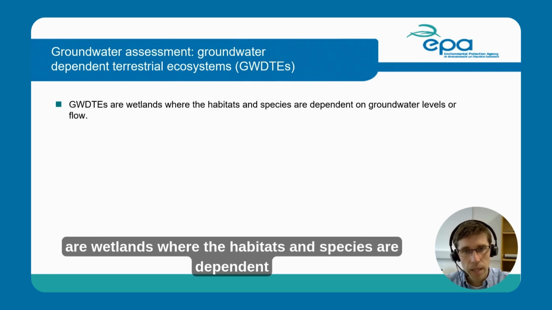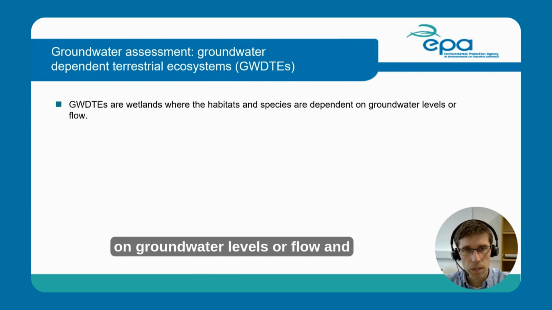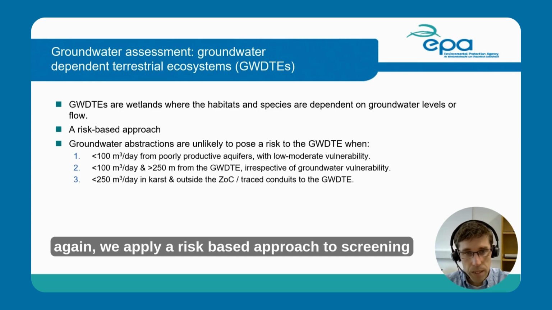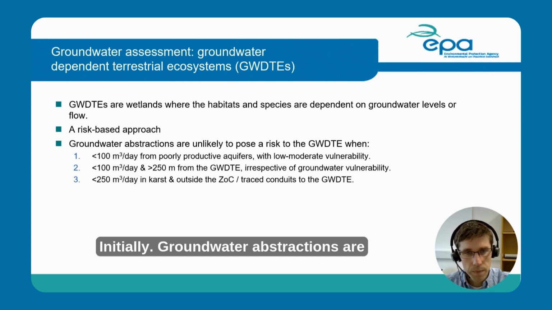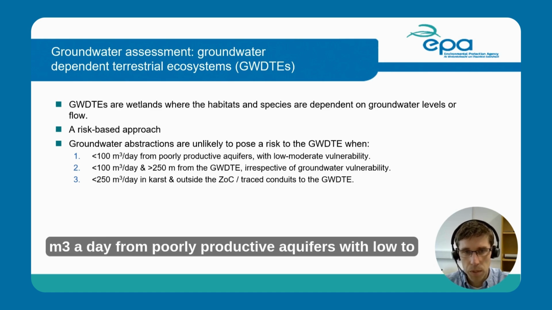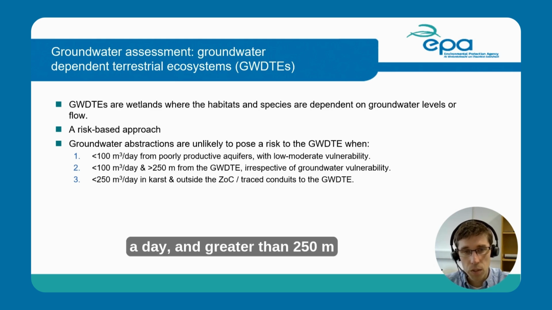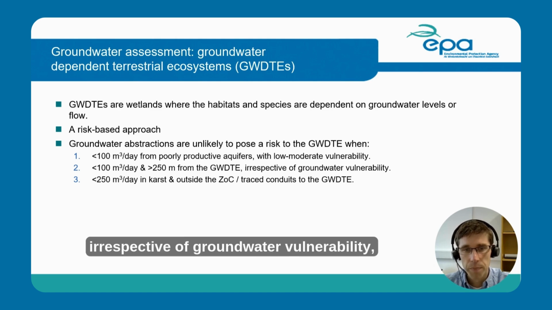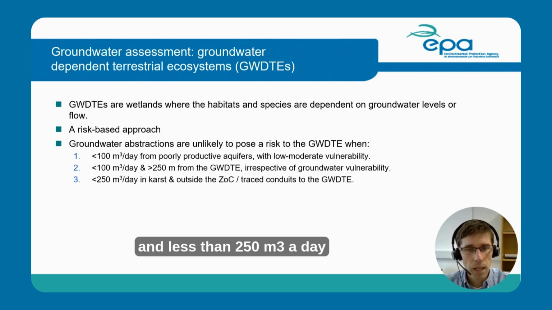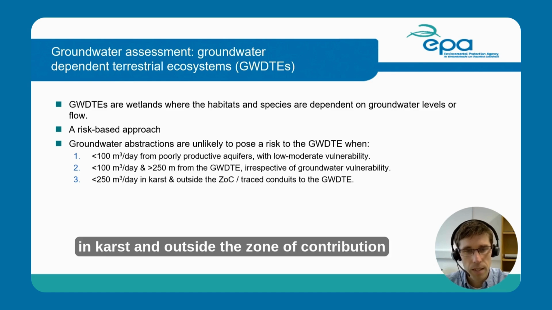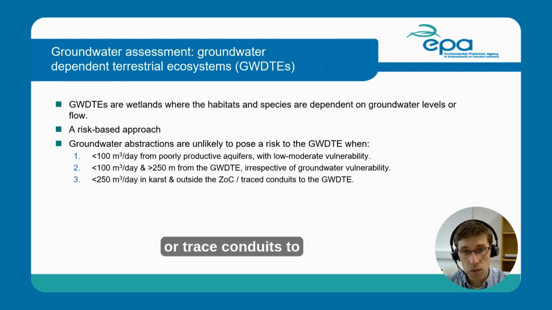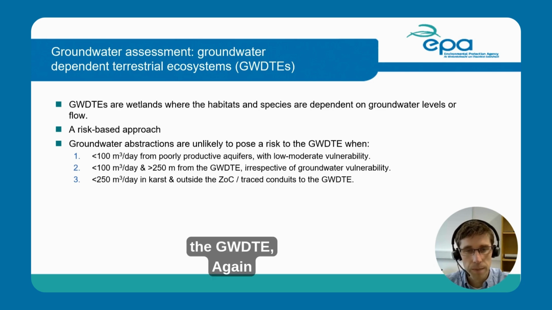GWDTEs are wetlands where the habitats and species are dependent on groundwater levels or flow. And again, we apply a risk-based approach, screening initially. So groundwater abstractions are unlikely to pose a risk to GWDTEs when the abstraction is less than 100 m³ a day from poorly productive aquifers with low to moderate vulnerability, less than 100 m³ a day and greater than 250 meters from a GWDTE, irrespective of groundwater vulnerability, and less than 250 m³ per day in karst and outside the zone of contribution or trace conduits to the GWDTE.